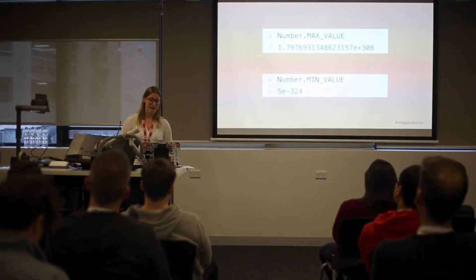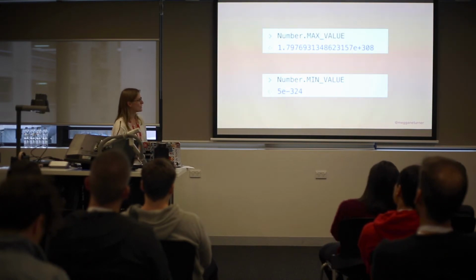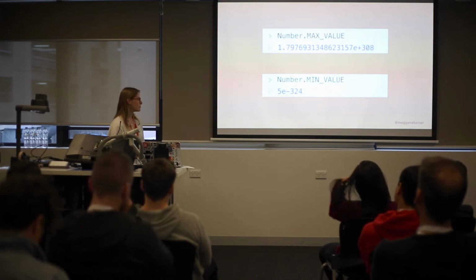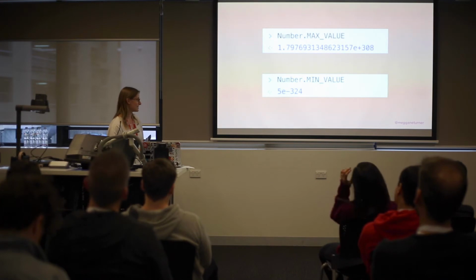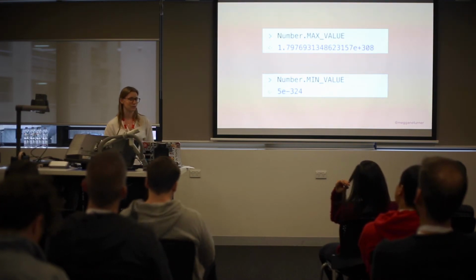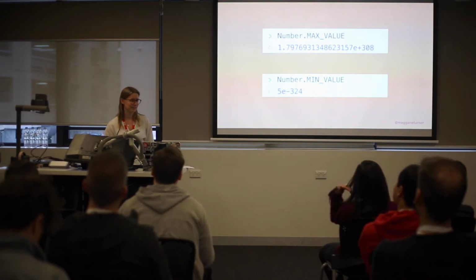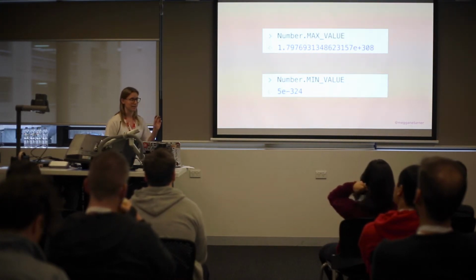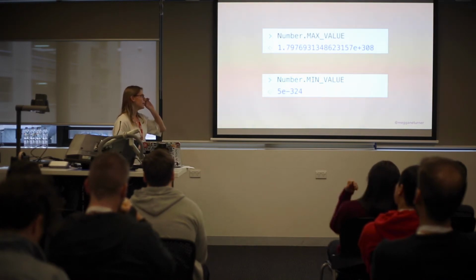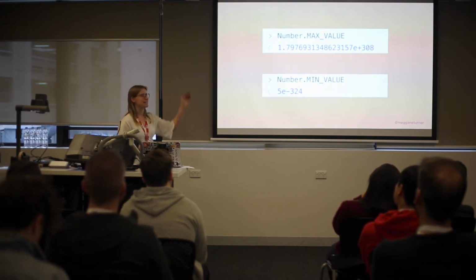So it has a max value and a min value, and that max value is 1.79, all of those numbers, times 10 to the power of 308. And its minimum value is 5 times 10 to the negative 324, which is 0.324 zeros 5. So that's like the smallest number after 0. So that's a pretty massive number, right?